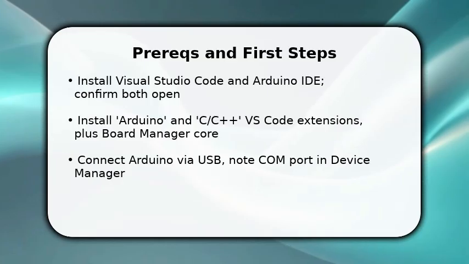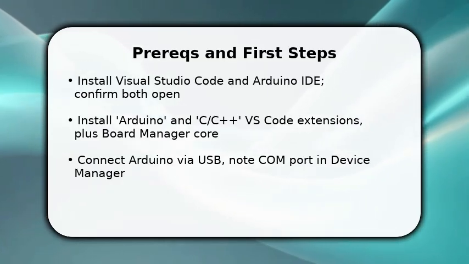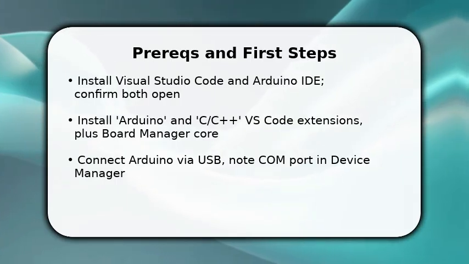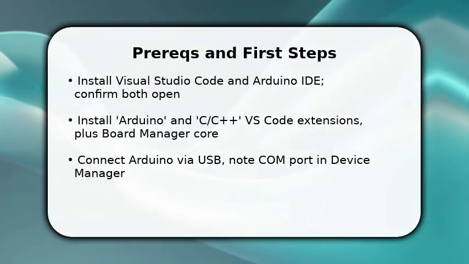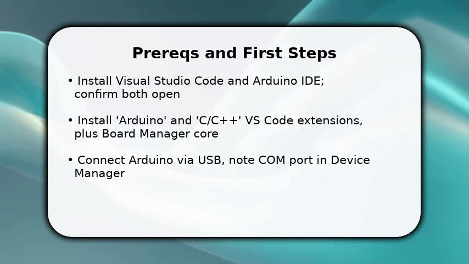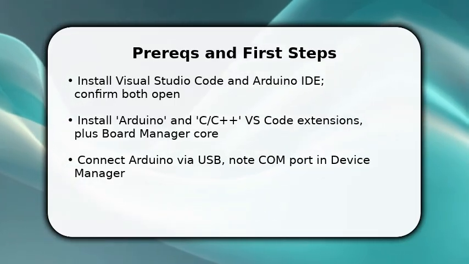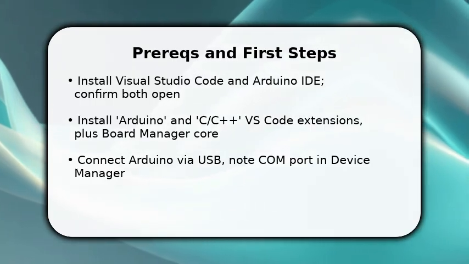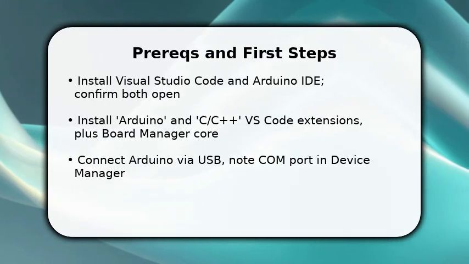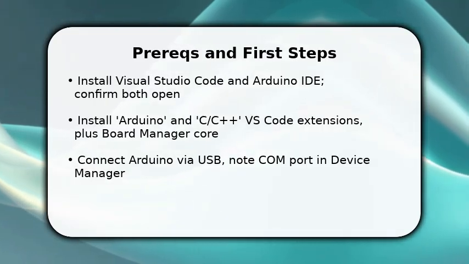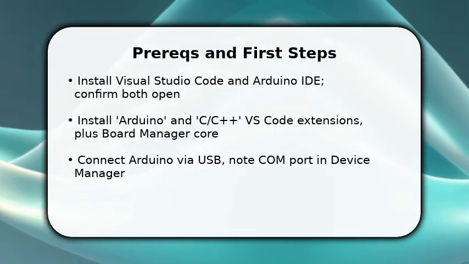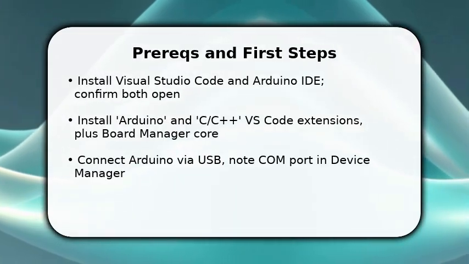You start by getting prerequisites out of the way: VS Code, the Arduino IDE, and the Arduino and C/C++ extensions. Open VS Code, and once done, install the Arduino extension from the marketplace so you can select boards and ports. Plug your board into USB and check Device Manager to note the COM port. This prevents guesswork. Make sure the Arduino IDE's board package is installed so the extension can compile.